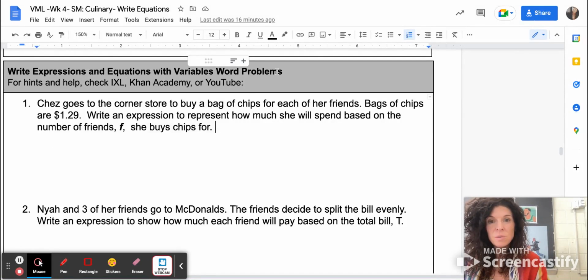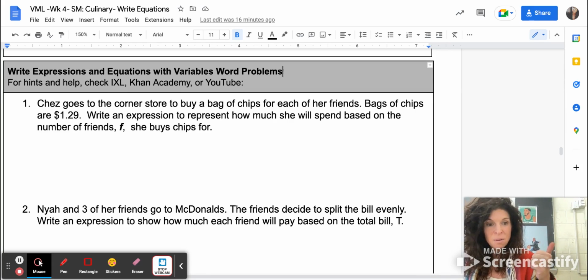Okay, so we're going to write expressions and equations with variables for word problems. The first step, whenever we're looking at a word problem, we're always going to do the 3 reads. So we're going to read it 3 times.